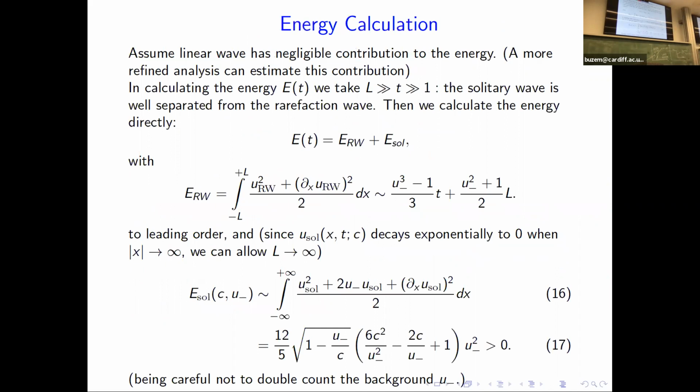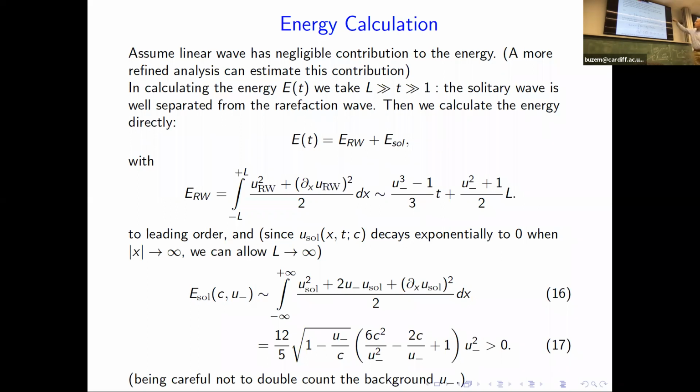All right, so we assume the linear wave has negligible contribution. These are small amplitude waves. They do have a significant amount of energy, but it's not significant for this calculation, so we'll neglect it. Okay? So a more refined analysis can estimate the contribution. Okay, so we just have two contributions to the energy. We'll take this interval that we integrated over to be larger than the time scale, and then eventually we'll look at the limit, and we'll draw conclusions from that, if you like.